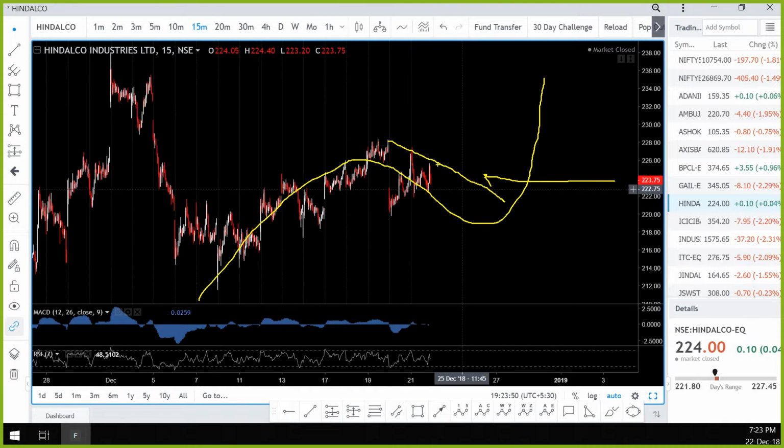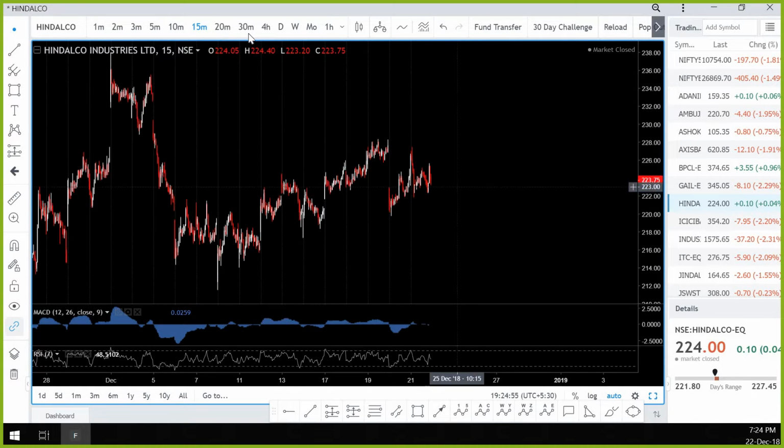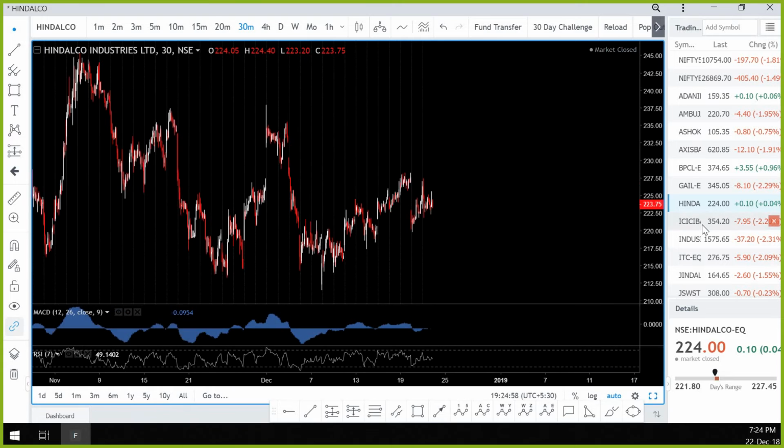And as long as we are staying under this trend, we might get one more down, which means we might look for sell setups for one down. Keep in mind, this is intraday, so low time frame, 15 minutes. All right, so the next one should be ICICI Bank.